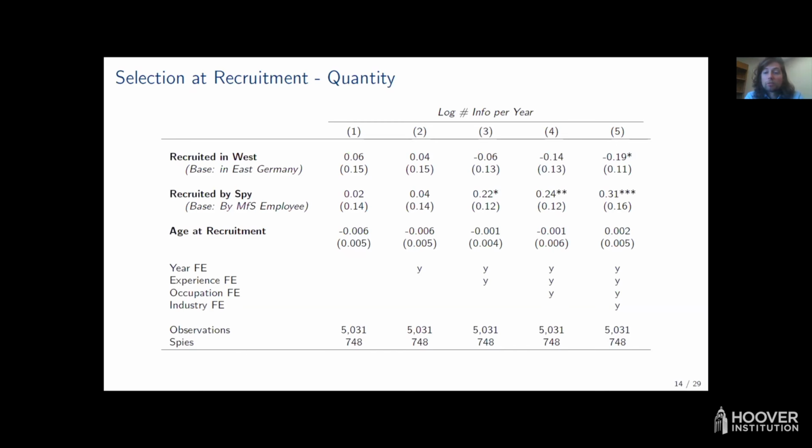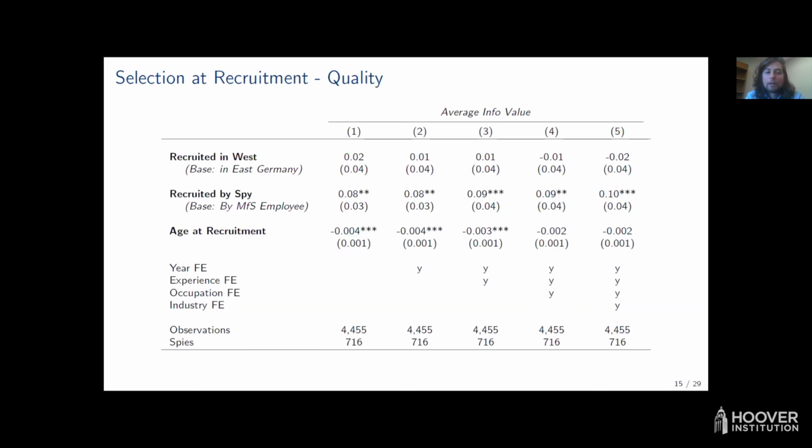Spies recruited by a fellow spy, they were much more productive. So if it was someone that was already in the espionage business and they found out about a potential recruit, they were apparently much better at identifying talent. And so these spies deliver about 30% more information per year. And then there's the age at recruitment. And here for the quantity of information, we don't see anything. For the quality, we see a similar picture.